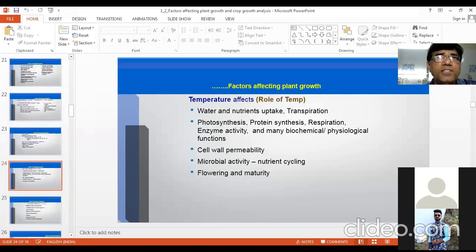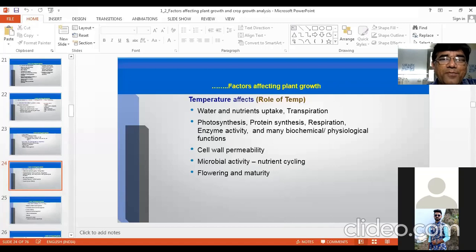Now, why is temperature important? The role of temperature. Many of you might know, I will just flash the points. Water and nutrient uptake, because temperature affects the movement of nutrients, the movement of water, and the root activity also. It also affects transpiration, so it has a role in transpiration.